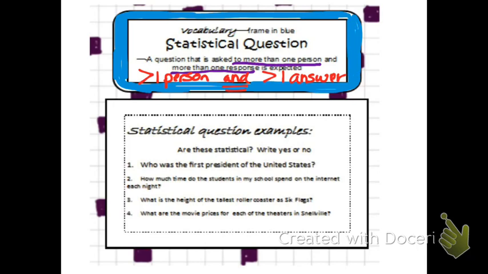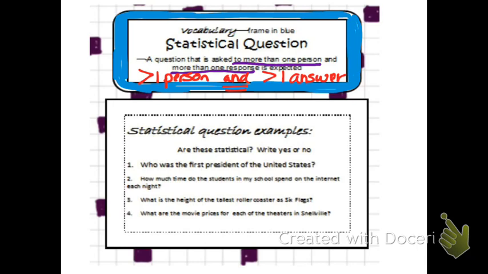So, knowing what we just talked about, let's look at these 4 questions that you have there on your cutout. Look at the first one. It says, look at the directions. Are these statistical? Write yes or no. The first one says, who was the first president of the United States? Are we asking more than one person? We don't really know, do we? It doesn't say whether we're asking only one person or a whole bunch of people. So we're going to assume if they don't tell us, they're probably only talking about one person. So we're not asking more than one person.